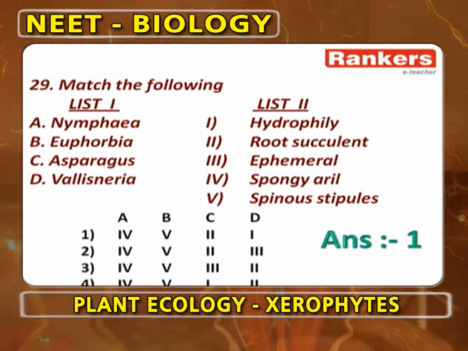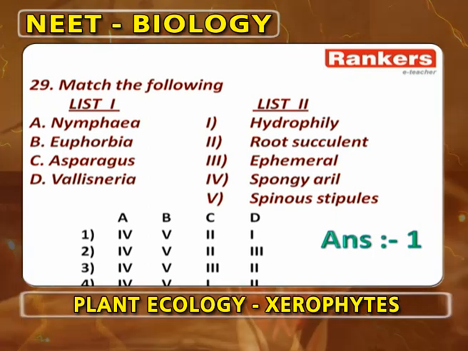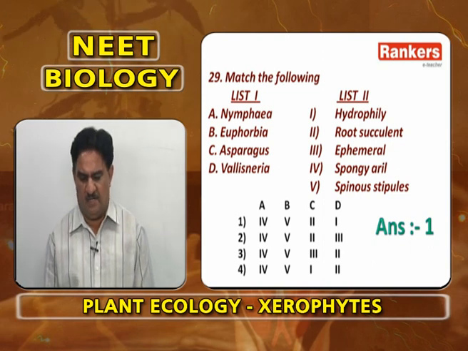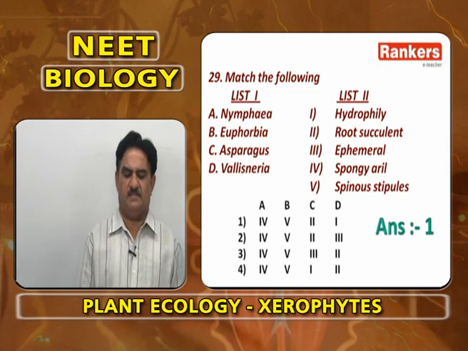Nymphaea is a plant which shows spongy arils, perisperm, rhizomes, and is a submerged and rooted plant with floating leaves. On the surface of the leaf, waxy coatings are present, which do not retain water, and it has an epistomatous condition. These many characters are found in Nymphaea. Then Euphorbia: in Euphorbia you may find spinous stipules.